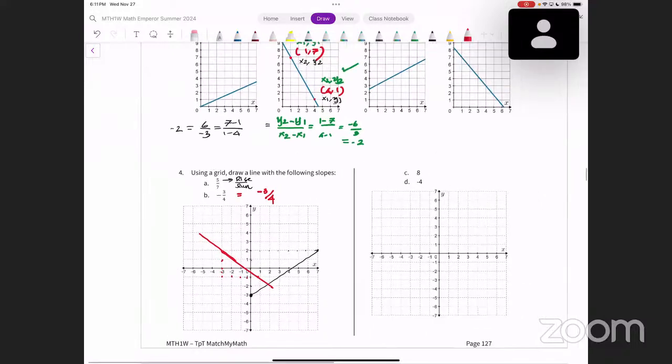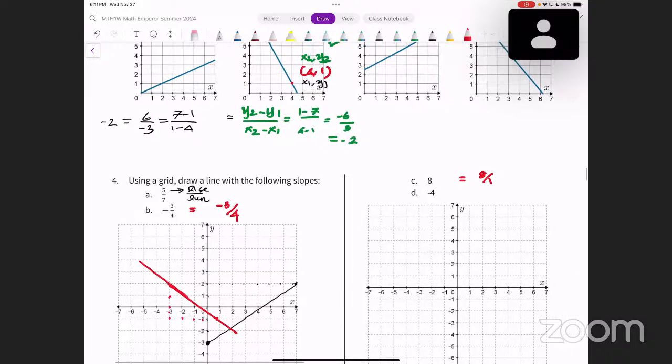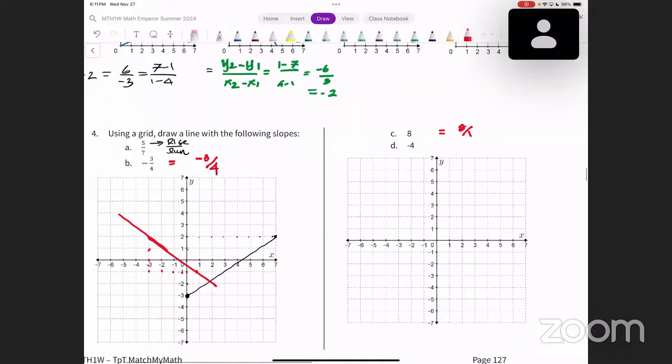Now this one is a little tricky. A slope is 8. Oh, what is slope is 8? How do I do the rise over run? Well, you can imagine 8 as 8 divided by 1, isn't it? 8 divided by 1 is 8. So I'm just going to put a point. Rise is 8: 1, 2, 3, 4, 5, 6, 7, 8, and run 1. That's it. You can connect the points.